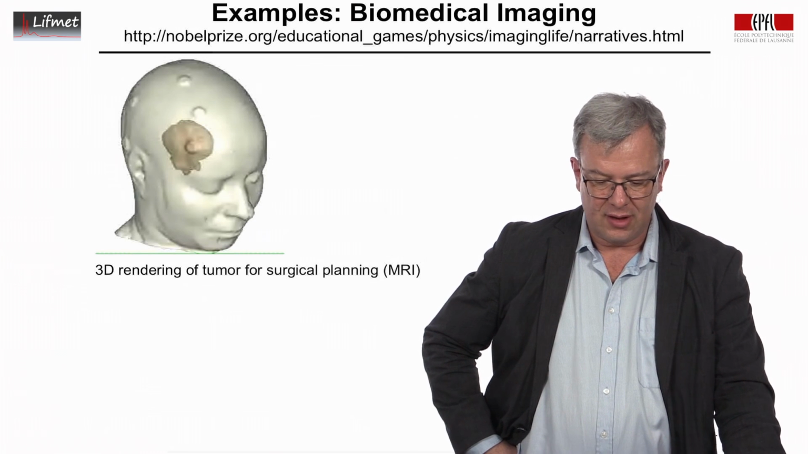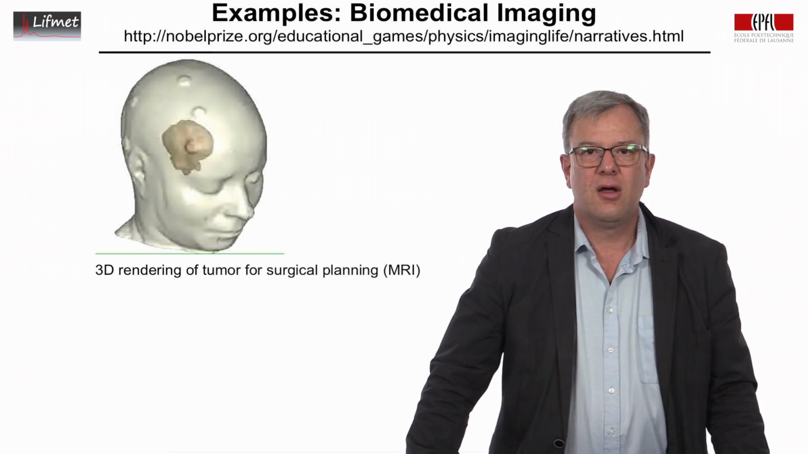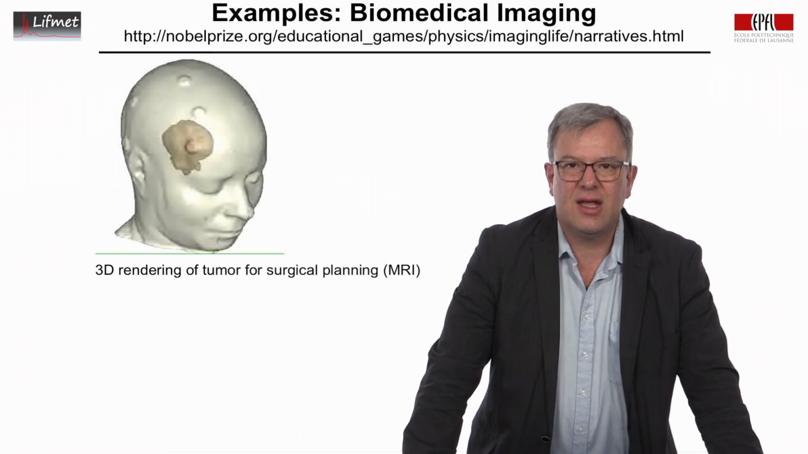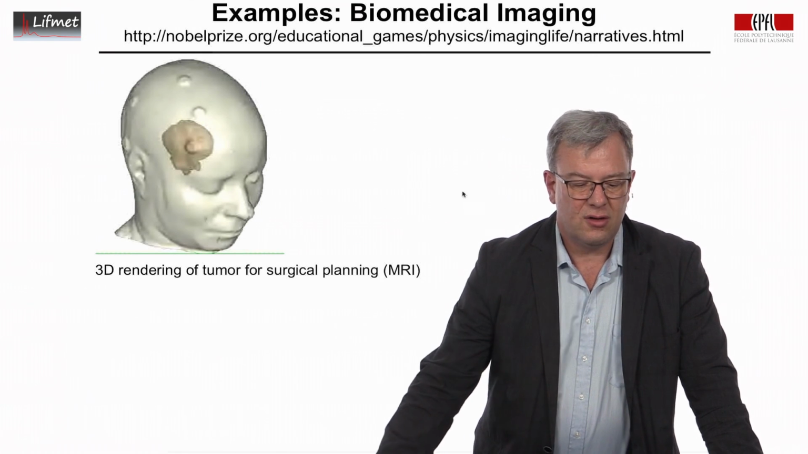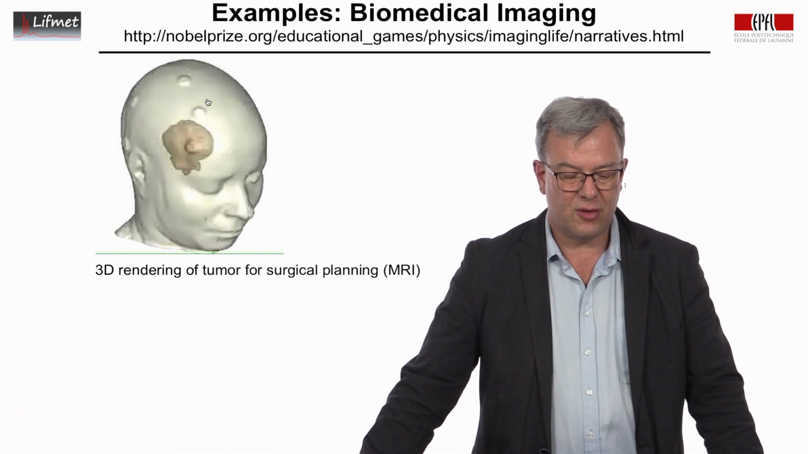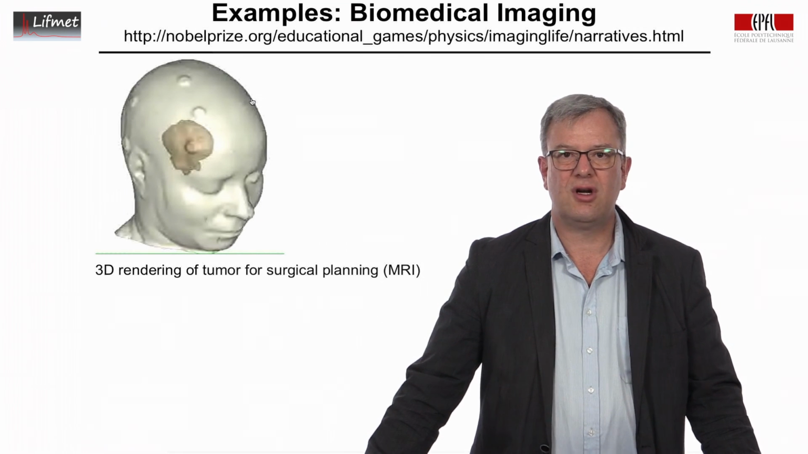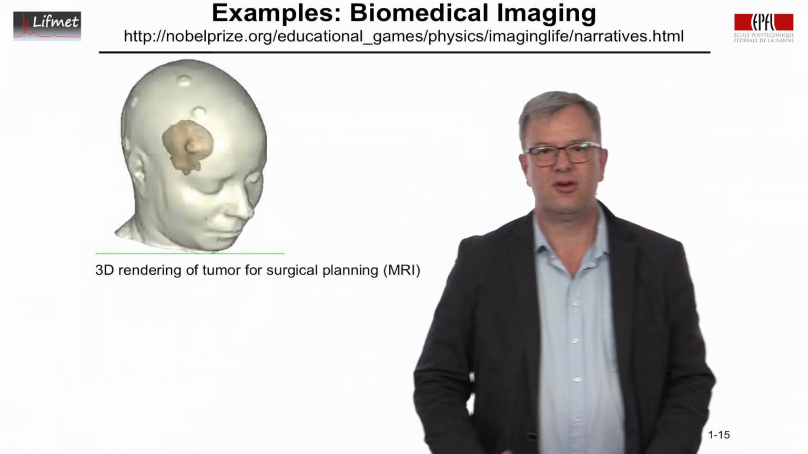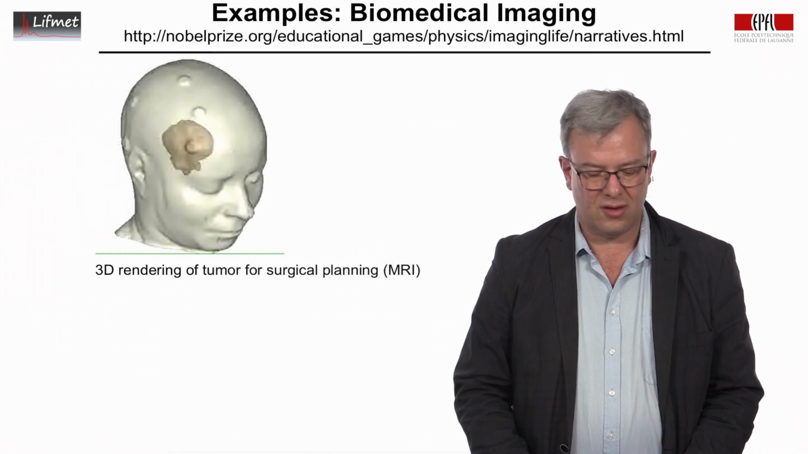So we have some other examples here for biomedical imaging. What you see here on the left is a 3D rendering of a tumor. This is an MRI image taken of a person for surgical planning. You see on the top of the head the fiduciary markers that allow the neurosurgeon to determine exactly the stereotaxial, that is the coordinates of the brain.